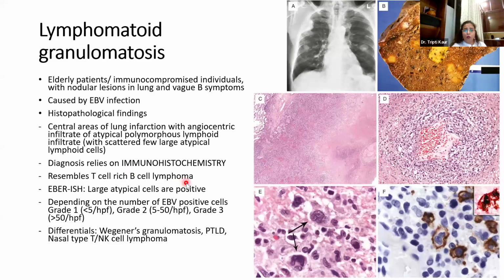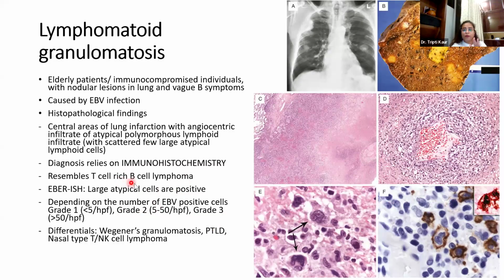So based on how many EBV positive cells you can see on the slide, it's divided into grade 1, grade 2, and grade 3. Grade 1 is less than 5 per high power field, grade 2 is 5 to 50, and grade 3 is more than 50 per high power field.